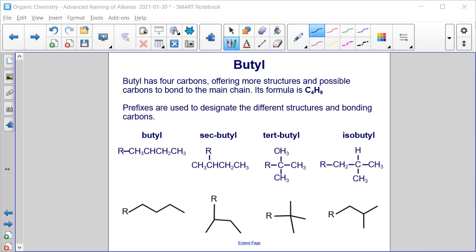If it's bonded to the chain and 3 other carbons, so here's the carbon that's bonded to the chain, if that carbon's bonded to 3 other carbons, we call that tert-butyl. And then if it's the chain, so here's the carbon that's bonded to the chain, and then we have this carbon, which is bonded to 3 other carbons. We call that isobutyl. And the reason is because the carbon that's bonded to the chain is bonded to another carbon here, but then that carbon is bonded to 2 carbons, and that looks like an iso group.